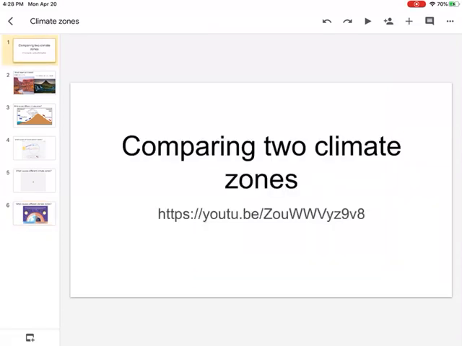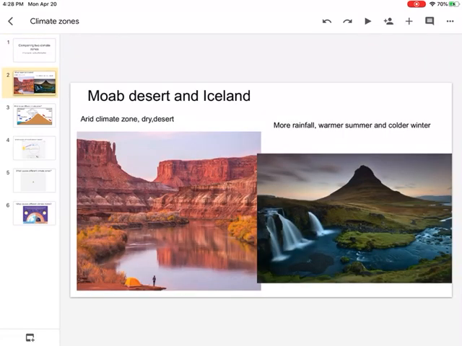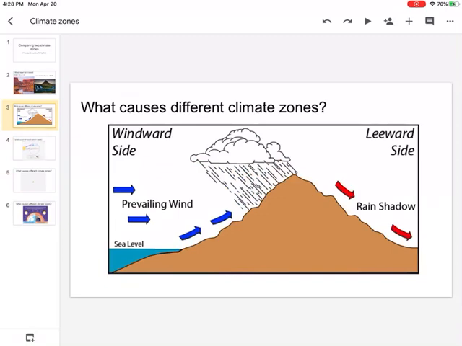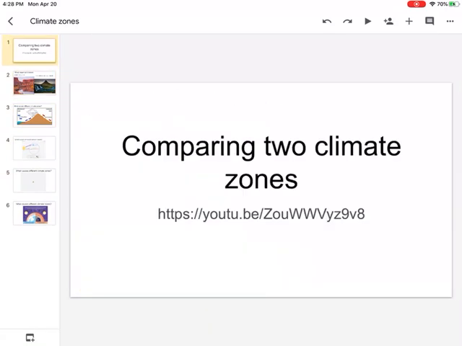Okay, so if the video was a little bit tricky, I would watch it again. It's a really short video. It's only like 5 minutes. And look through this presentation. Use this to help you write about the difference between the Moab Desert and Iceland, and then choose 2 of these that we talked about to try to explain.